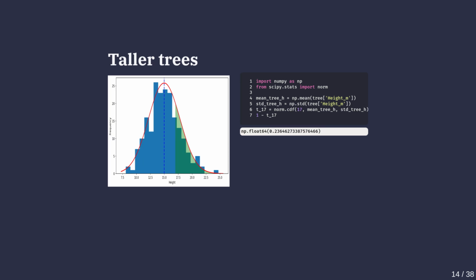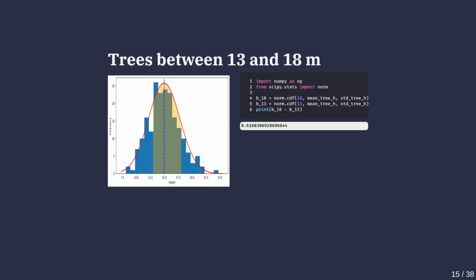To find the percent of trees taller than 17 meters, we'll first find the trees shorter than 17 meters using the norm.cdf function as shown. Then we will subtract the result from 1. As we can see, 23% of trees are taller than 17 meters. To find the percent of trees whose heights fall between 13 and 18 meters, we simply compute the area below 18 meters and subtract it from the area below 13 meters. We can see that 62% of the trees fall between 13 and 18 meters.